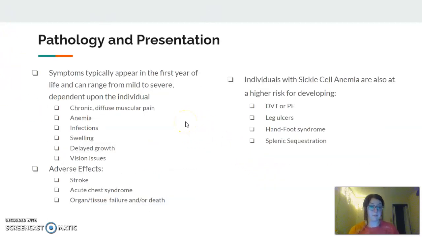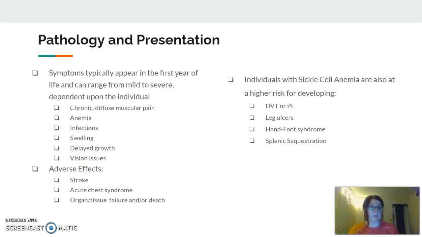Some symptoms that occur more commonly with people who have sickle cell anemia are chronic diffuse muscular pain that sometimes can come in episodes. So it's not present all the time, every day, 24/7, but they do have pain episodes that become very painful, and that's because of the sickle red blood cells getting lodged in blood vessels and affecting the circulation to certain areas of the body.